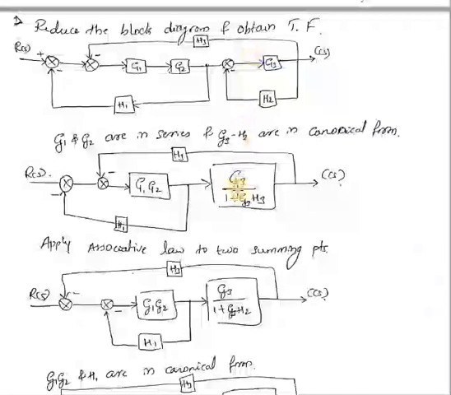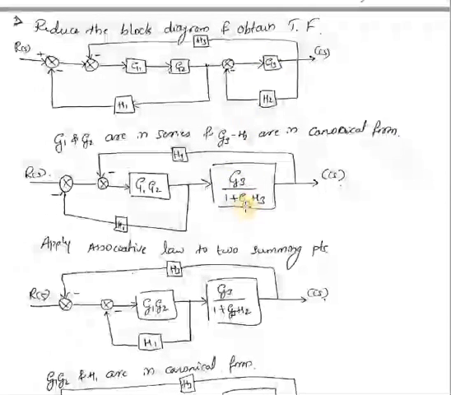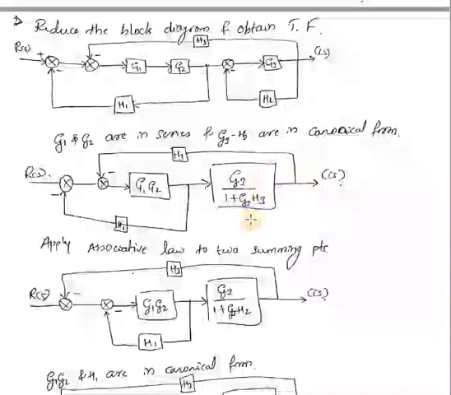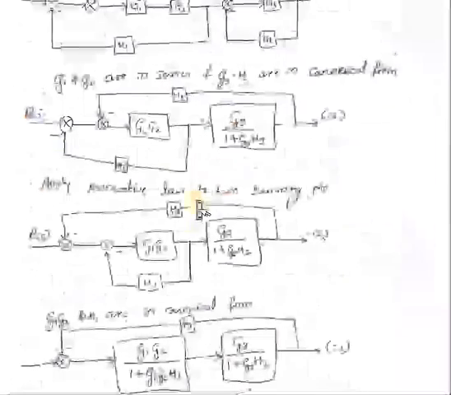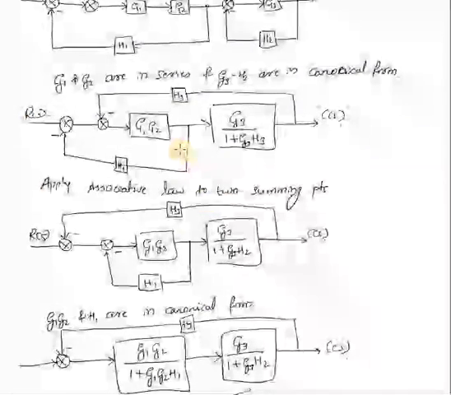So plus G3, numerator as it is, into the transfer function of the feedback block, sorry, here I have to write it as H2. This is H2. Then you draw the remaining things as they are. Don't try to apply all the rules at one time.